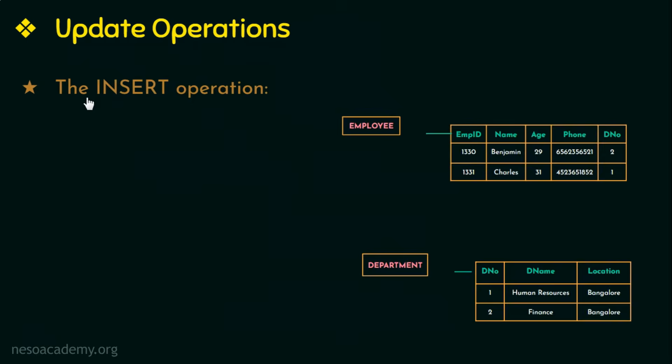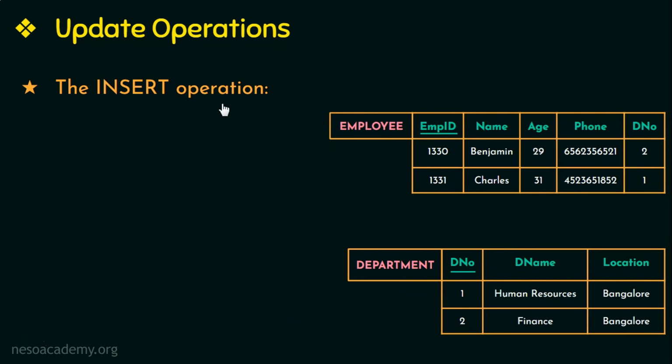The first is the insert operation. This operation is used to insert or add a new tuple in a relation. Here I've taken two relations. One is employee with employee ID as its primary key and the other relation department with D number as its primary key. This insert operation can violate any of the four constraints that we have discussed in the previous video.